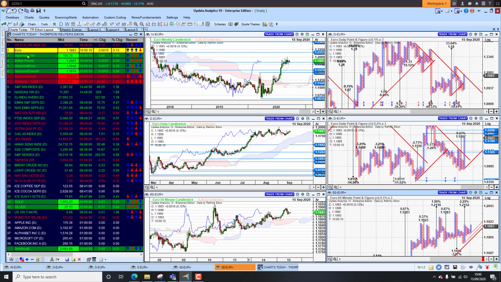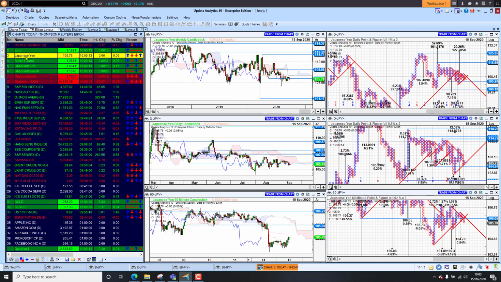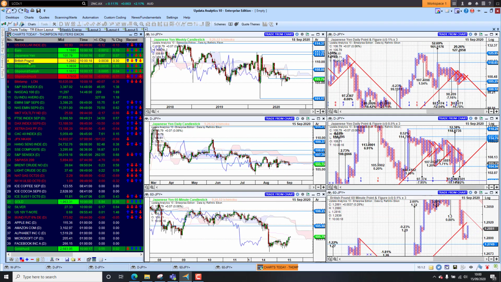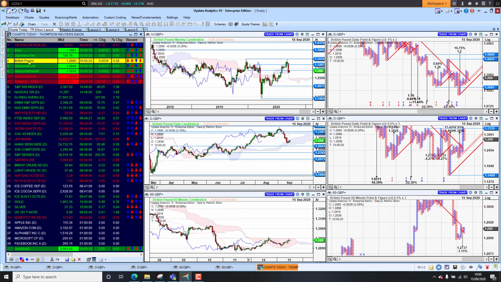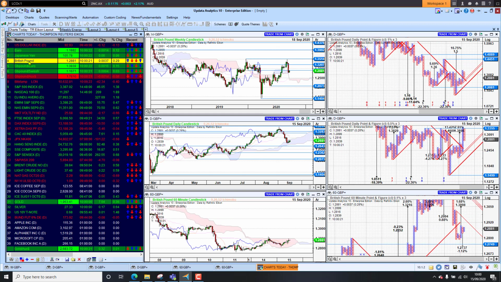Yen is below the 106 level. The dollar is below 106 in the yen. That's just highlighting that dollar weakness. And sterling sitting at 128.82. Brexit concerns still weighing heavily on sterling. So it's about one of the few major currencies that's actually weak against the dollar.